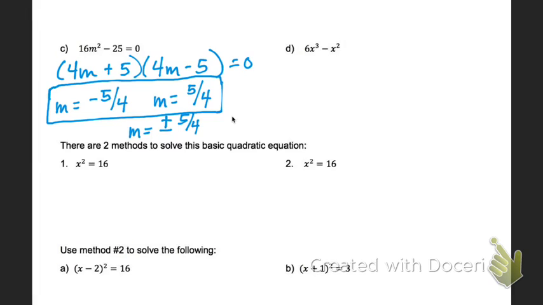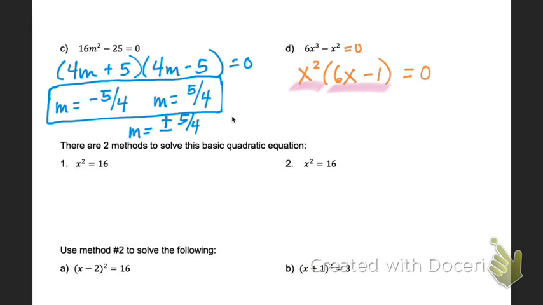Okay, for D, we are going to set this equal to 0. There must have just been a little typo. What can I do here? I can take out x squared, and then I'm left with 6x minus 1. So this is a common factor kind of problem, because can I do anything further from here? No. So I'm going to set each part equal to 0. I'm going to set the x squared equal to 0, and the 6x minus 1 equal to 0.